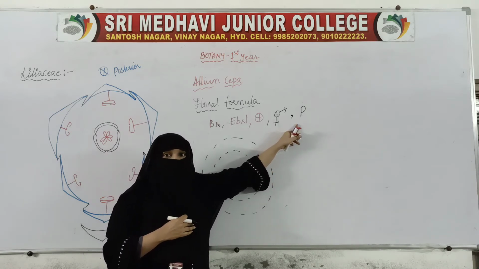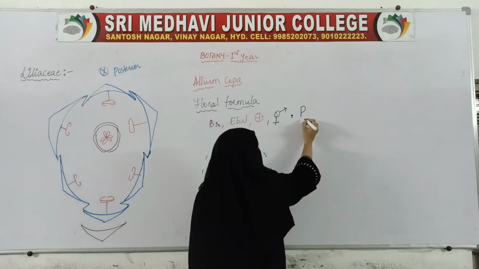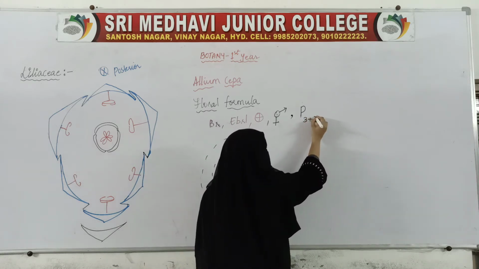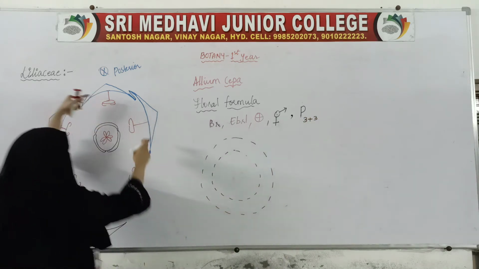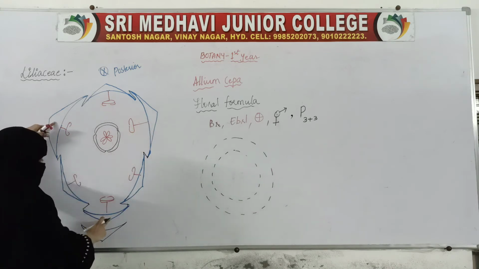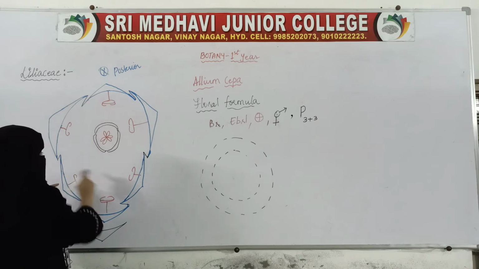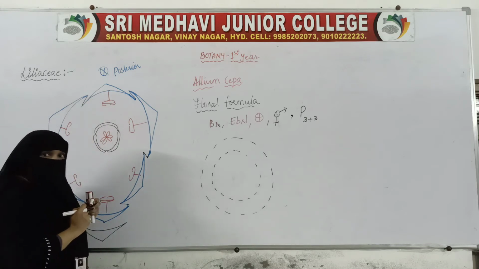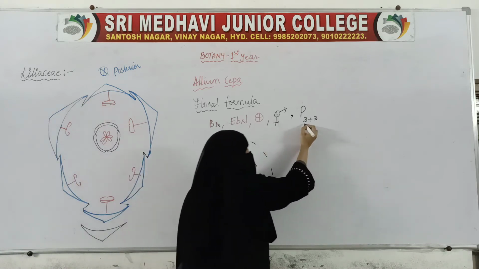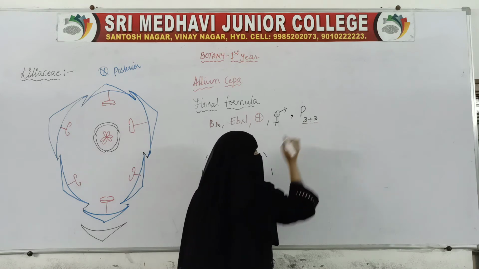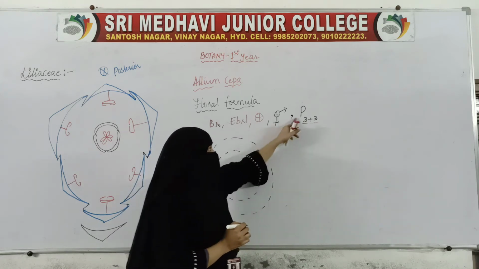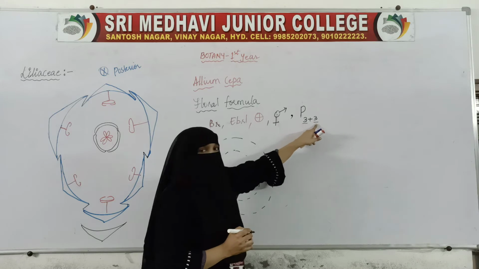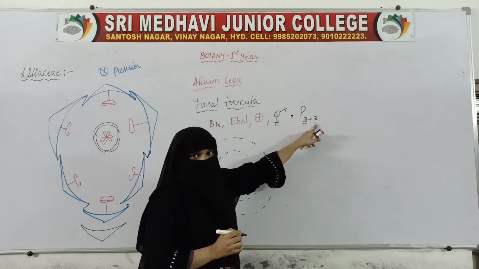So perianth, 3 outside, 3 inside. This 1, 2 and 3 are outside, 1, 2 and 3 are inside. So in 2 whorls, 3 in the outer whorl, 3 in the inner whorl. So perianth is there, 3 in the outer whorl and 3 in the inner whorl.